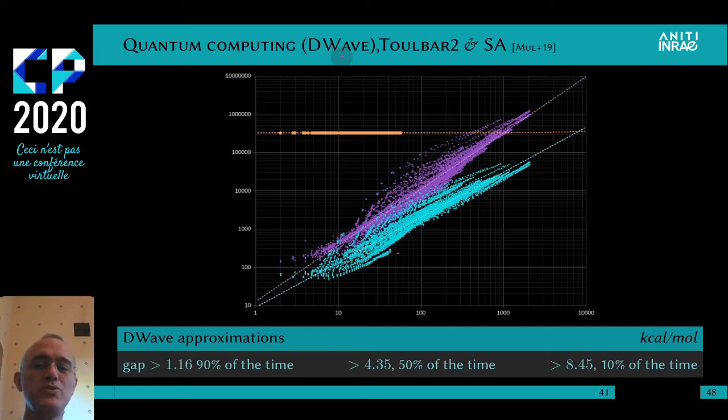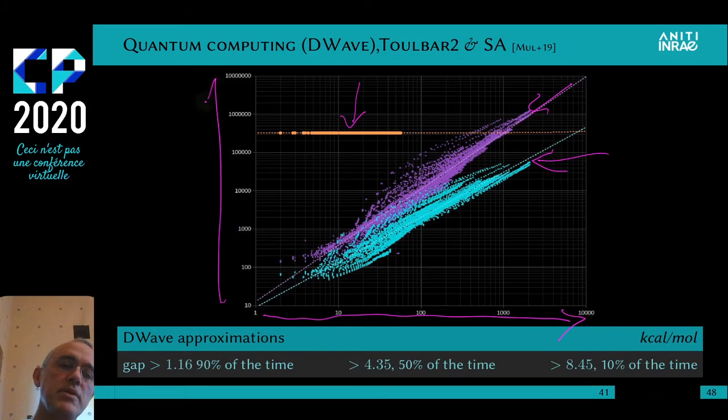So they compared toolbar 2 here with their upgraded simulated annealing algorithm and D-Wave, the quantum annealer, quantum computer from D-Wave, on problems of increasing sizes, and this is the CPU time. Logarithmic scale in both cases. And this comparison is of course a bit unfair because here we have an optimality proof, and here obviously we have only upper bounds.